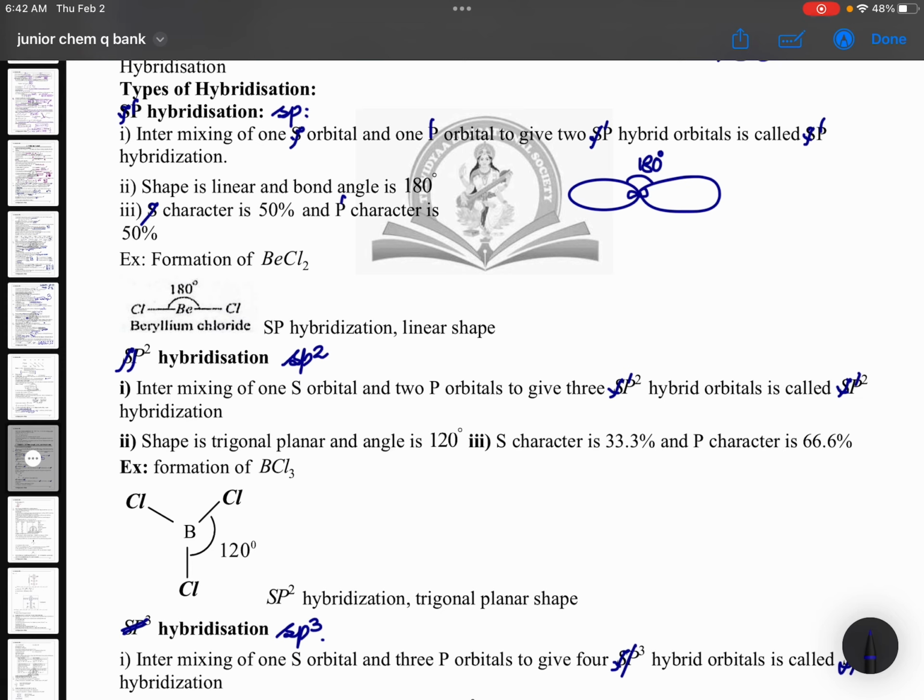Formation of BeCl2 is the best example. You have to show it like this. In BeCl2, the beryllium atom undergoes sp hybridization. The shape of the molecule is linear. The angle between them is 180 degrees. There is no need to show all this, but if you want, you can see this. These are sp hybridized orbitals of beryllium.